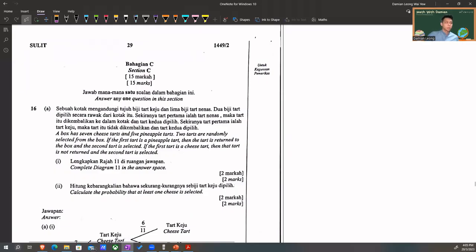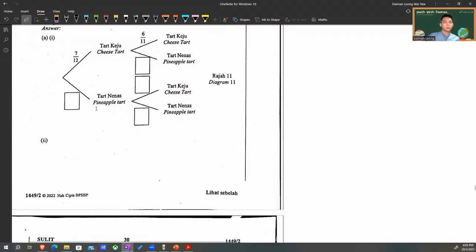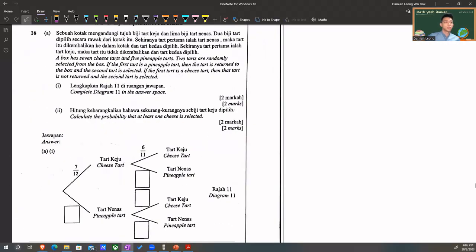All right. Now let's look at section C, question 16. So first, just fill in the diagram in the answer space. So this is just a probability tree. So each branch, both branches together must be 1. So here must be 5/12, 6/11, here must be 5/11.